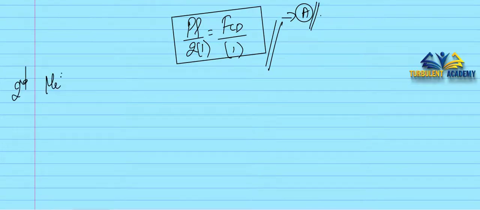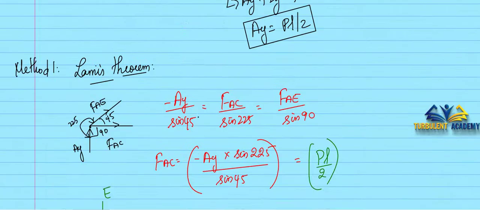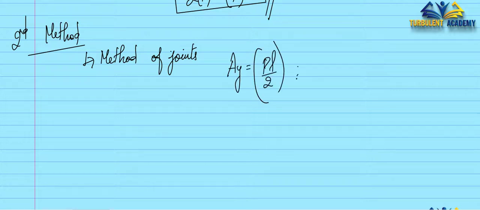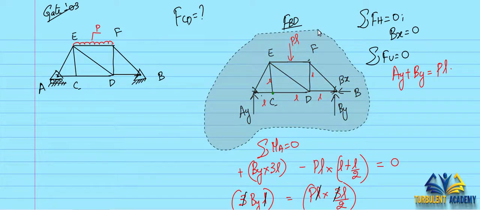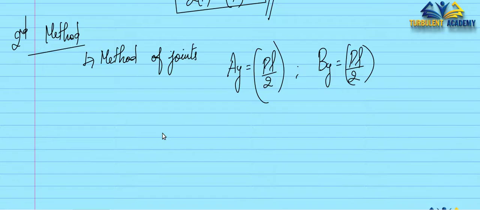So the second method is actually what? It's the method of joints. Until the reactions, all are the same, so I'll just copy the reactions: AY equal to PL by 2, BY equal to PL by 2. Okay, so let me draw the free body diagram again. I'll just copy and paste it so that it doesn't take more time for us, so that it is easy for us to go ahead.